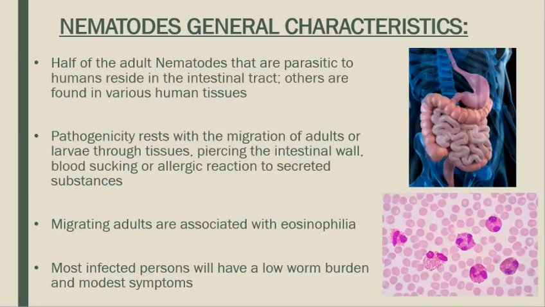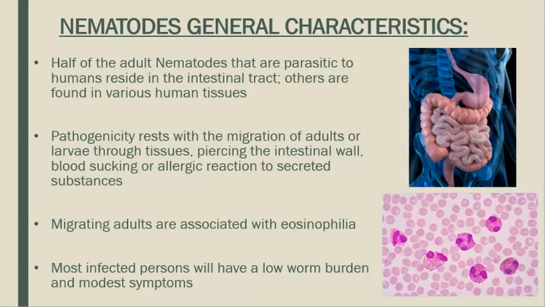Half of the adult nematodes that are parasitic to humans reside in the intestinal tract. Others are found in various human tissues like the muscle, lymph nodes, and other places. Nematode pathogenesis rests with the migration of adults or larvae through tissues. They can pierce the walls of the intestine. They can suck blood or cause allergic reactions due to secreted substances by the nematode.